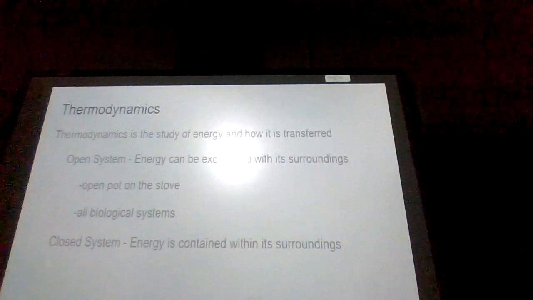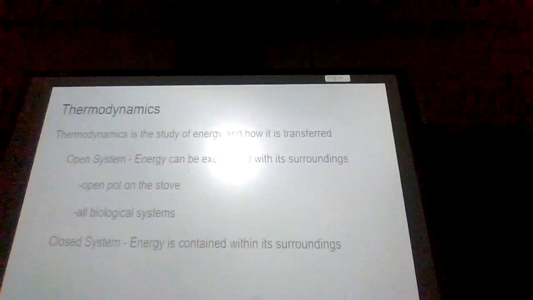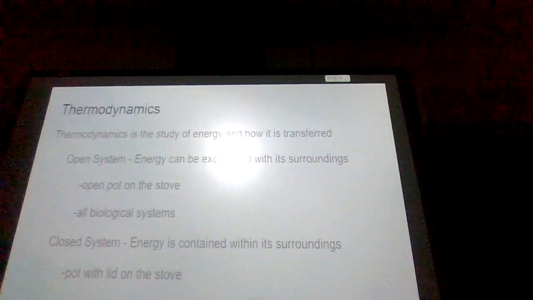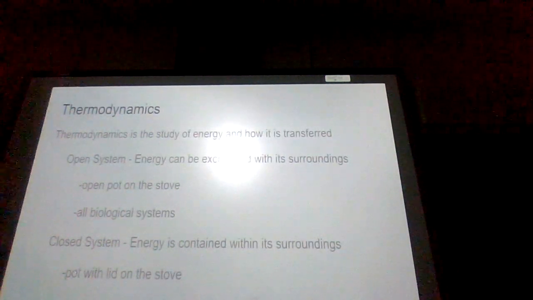Closed system is going to be the opposite. So the energy is contained within the surroundings. Again, if you have a pot with the lid on the stove, the steam can't escape, it stays right there.